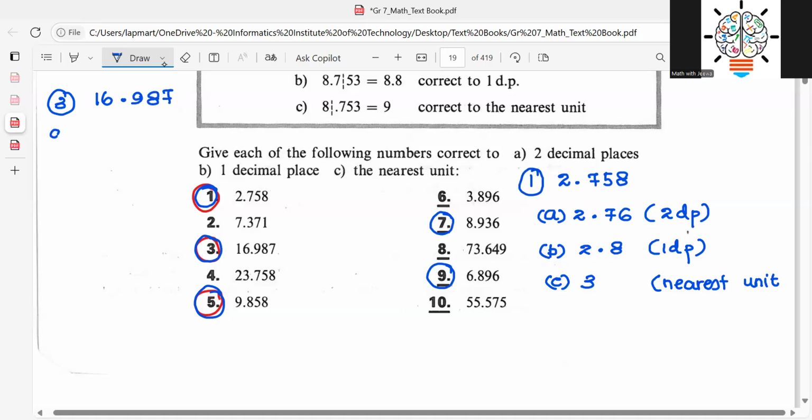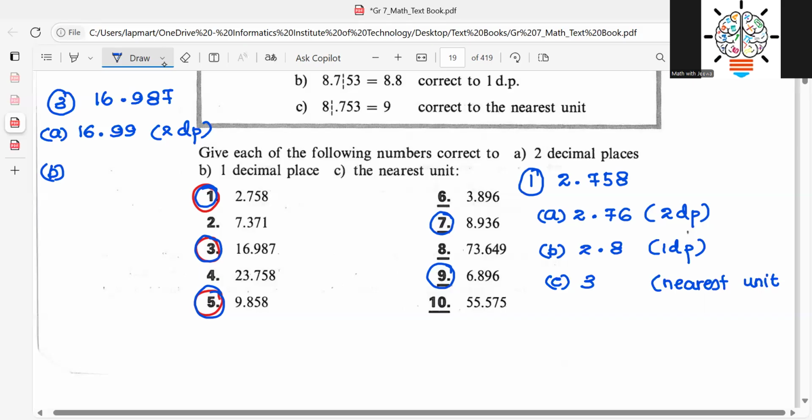16.987. Part A, to the second decimal place. 8 is in the second decimal place. I underline it. Look at the next number. It is 7. That means I need to add 1 to the underlined number. So this becomes 16.99. Inside the bracket, I write 2dp. And then the part B, I have the first decimal place. The 9 is the first decimal place. I look at the next number.